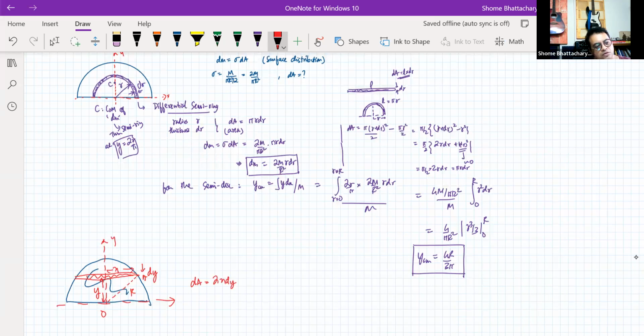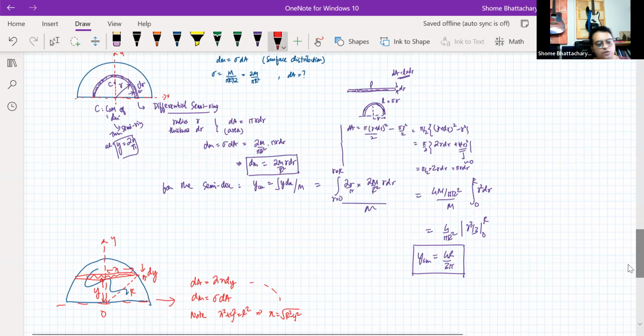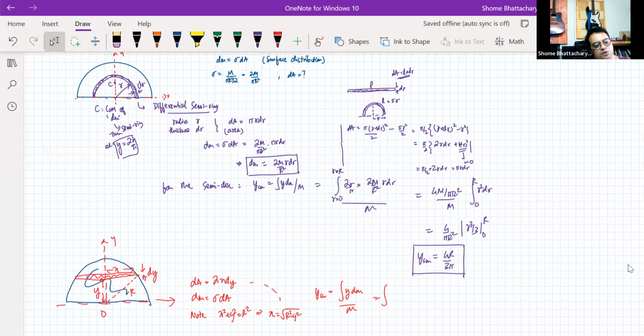So the mass of that will become sigma into dA. Sigma is the same as above. Now in this you can see that x square plus y square is equal to R square. So you'll have to use the fact that x is equal to root of R square minus y square. You have to substitute this over here and do the integration. So the y coordinate of the center of mass becomes integration y dm divided by total mass. The y coordinate you let it be because the rod's center of mass is at this y only. So that will be this into sigma into dA, which is 2x dy.